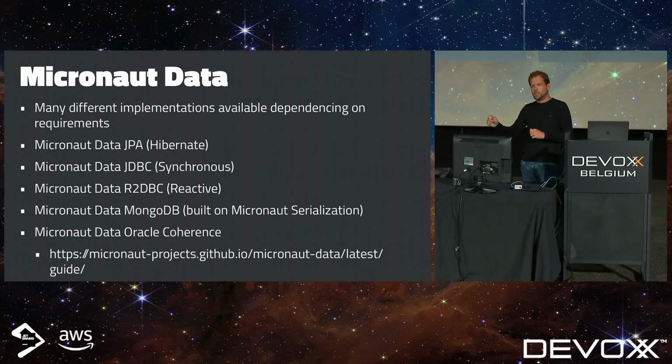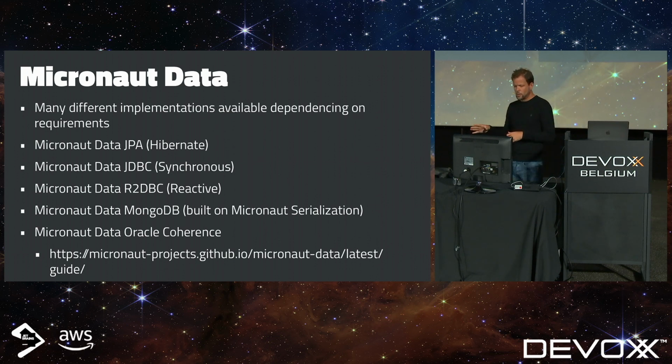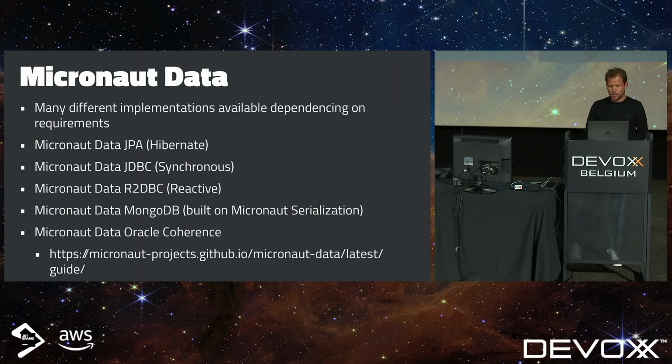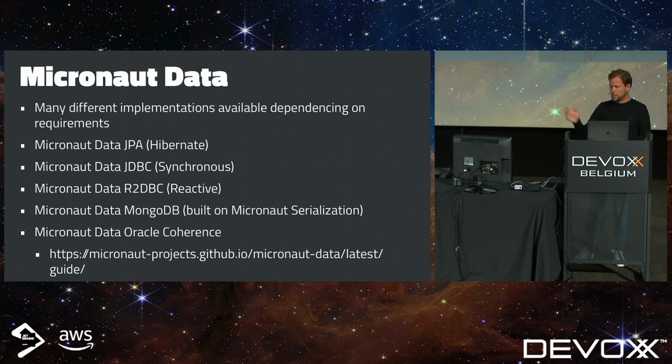And the MongoDB implementation is interesting because it's using Micronaut Serialization under the covers. So it's actually using Micronaut Serialization on top of the BSON encoder and decoder directly at the driver level to encode and decode objects reflection-free to and from MongoDB. And with the MongoDB implementation as well, you can nowadays even point it to Oracle Autonomous Database in Oracle Cloud, and you get a MongoDB API, which is pretty cool, I think.